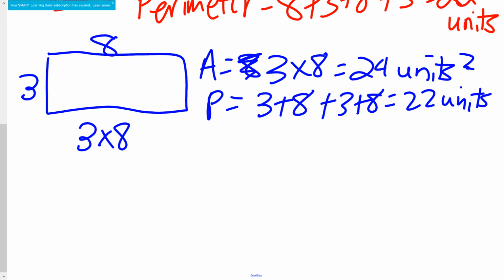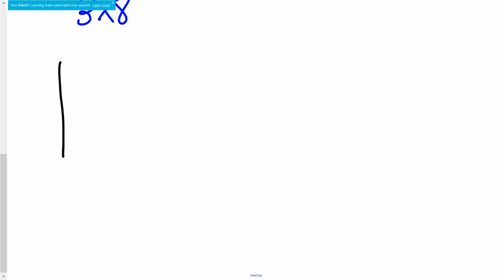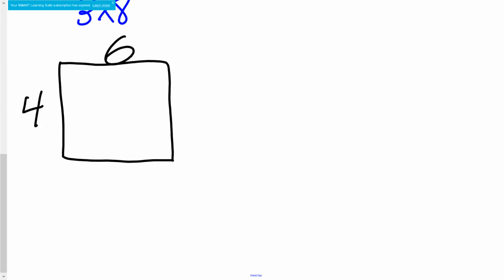Now I need to come up with one more array. So for my last array, I need to think of another way of making 24. I'm going to do 4 by 6. Now, here's the problem with this. My 4 side and my 6 side look too similar. So I need to redraw that.